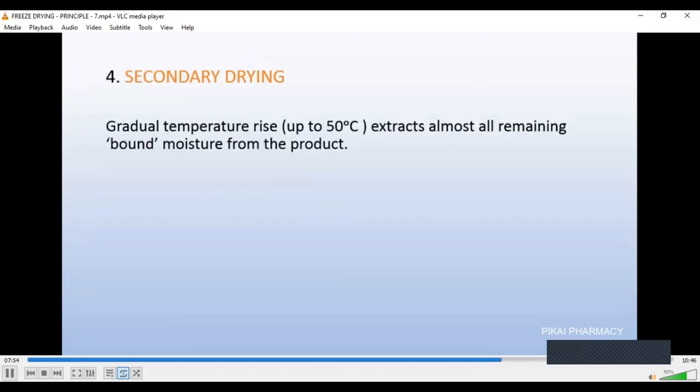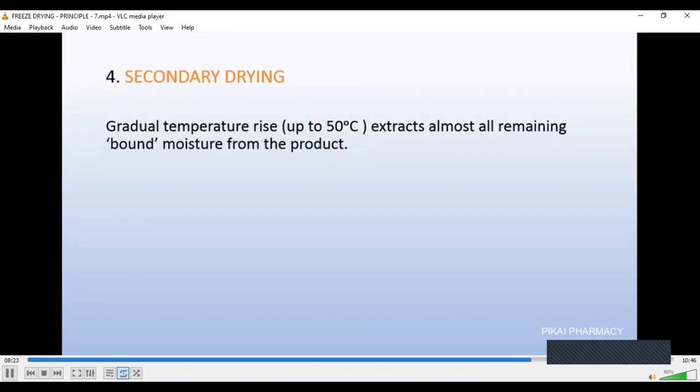So this is our last step, that is the secondary drying. Here we increase the temperature gradually up to 50 degrees Celsius, not more than that. As we are dealing with heat sensitive products, they might get degraded. So we can increase the temperature up to a certain value where the product doesn't get destroyed. We are doing this to extract almost all remaining bound moisture from the product.